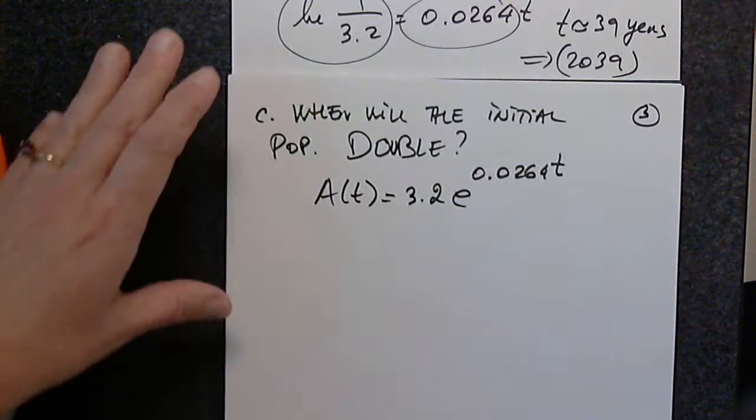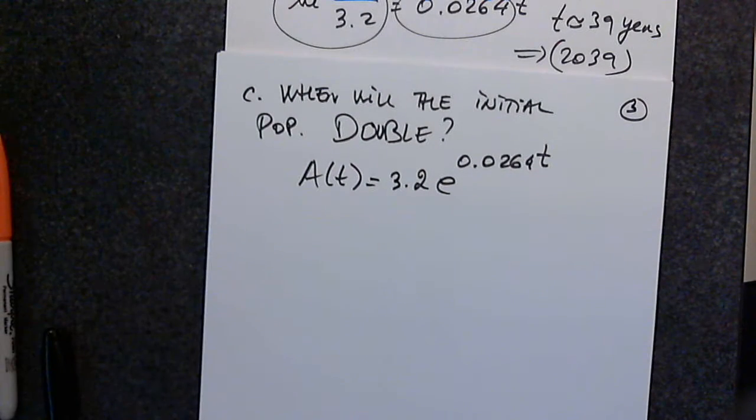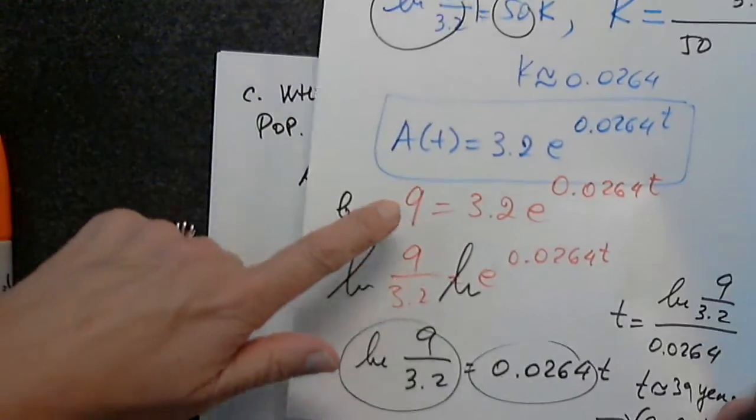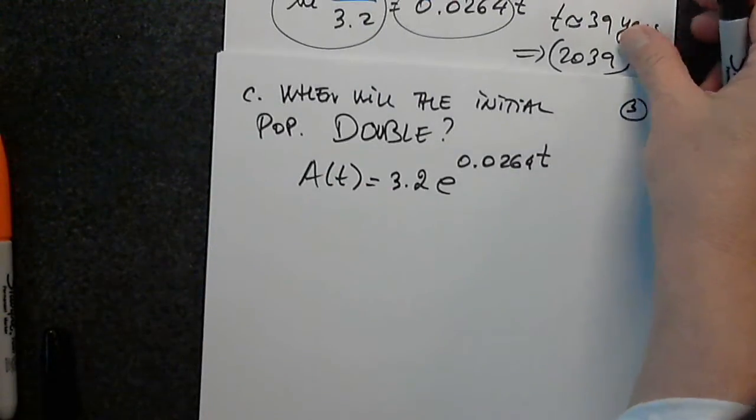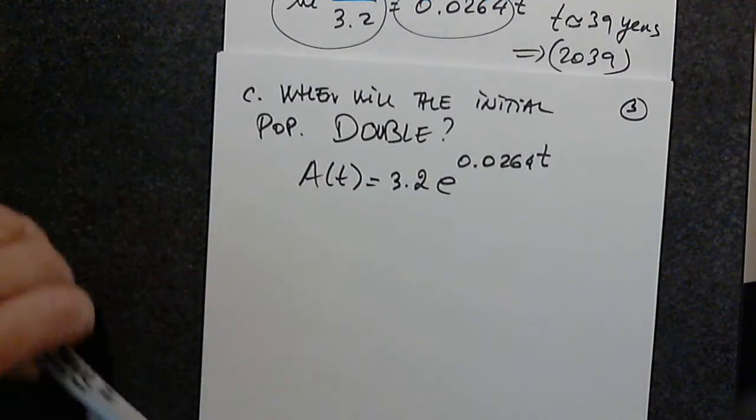When will the population double? What was the initial one? 3.2. What does it mean double? Very good. So now I want to determine not when the population is 9 million, but when will the population double, which means 6.4. How do I solve this?